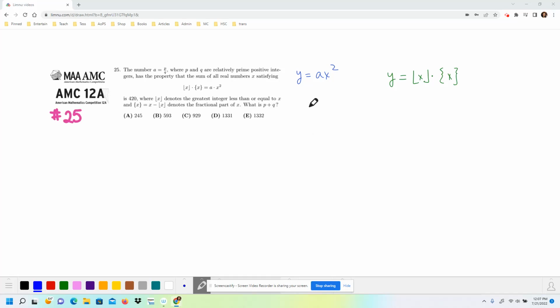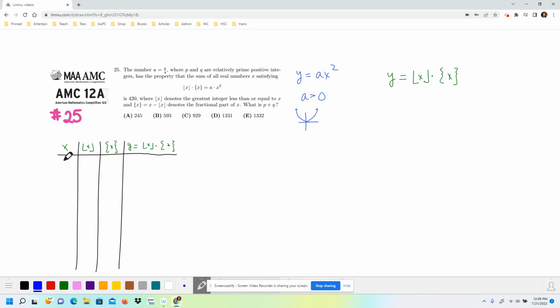We have two very different functions, so we're going to begin by analyzing them separately. Our first one here, y equals ax squared. Since a is positive, this is an upward opening parabola at the origin. Let's take a look at this second graph with our floor function. I like to analyze this using a table of values.